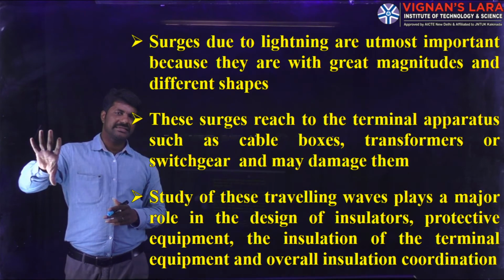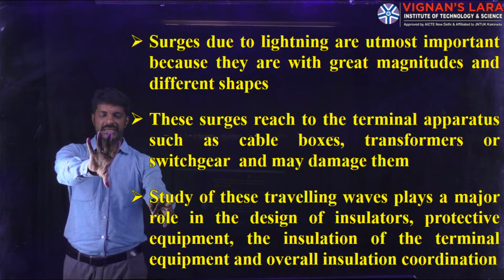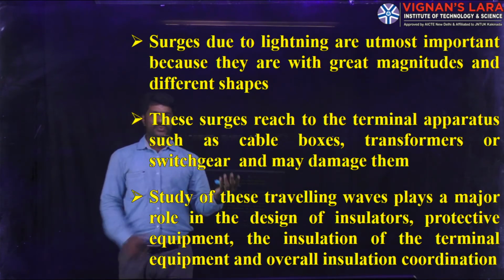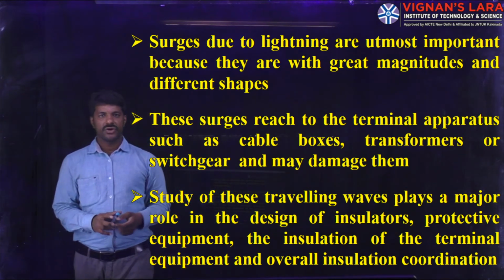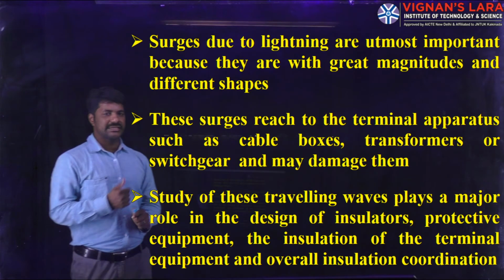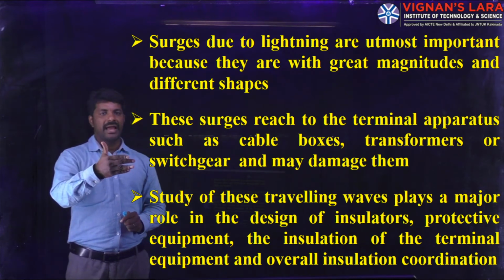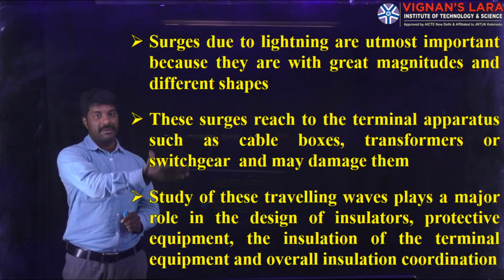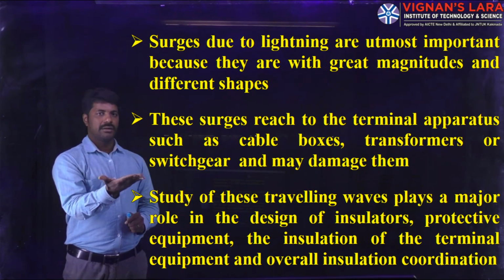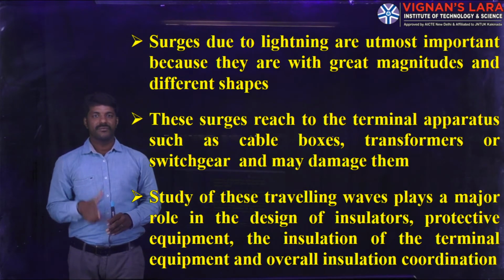So this transmission line may be terminated either with underground cables called cable junction boxes, or transformers, or any other switchgear protection. Okay, because this transmission line is connected to any of these, cable boxes, transformers and switchgears, these surges will travel, if you neglect them, and will reach that apparatus, and they may damage those transformers or switchgear elements or cable boxes. Okay, so this is the problem with the surges.